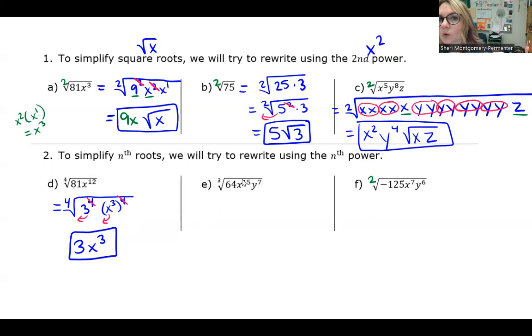For part E, what do I want to raise these to, what power will help me cancel things out? I'm taking the 3rd root or the cube root. So what power do I want the things under the radical to be? So let's look down that cubed column. Things to the third power is 64 in the third column.